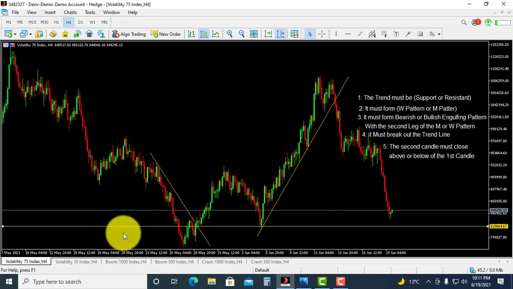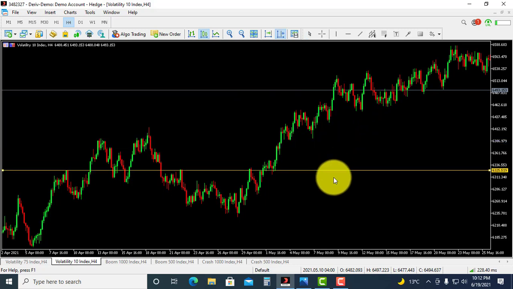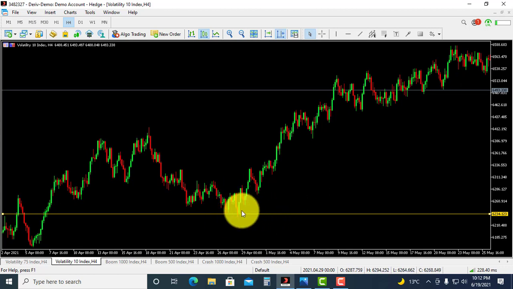Okay, let's look at another example. This strategy works on any time frame, but the time frame I recommend is the 4-hour time frame. You analyze a lot of different time frames, and then I recommend the 4-hour time frame. Let's look at this market. Here we are in a support area.